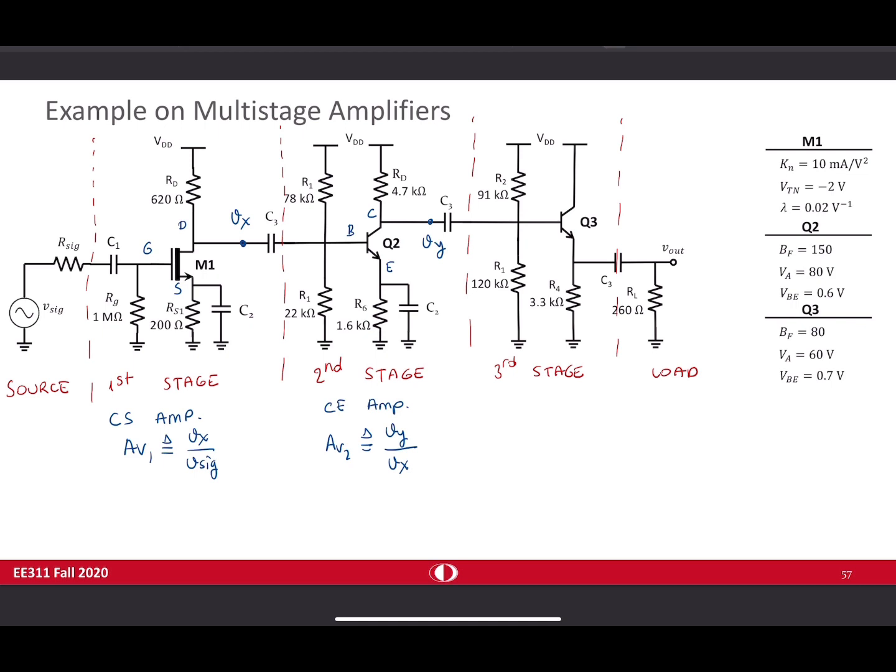The third stage, again a bipolar transistor, collector, base, emitter. Collector is AC grounded, so this is common collector amplifier. AV3 is defined as Vout divided by Vy, and since it is common collector amplifier, you expect a gain which is less than 1, but for a good design you expect it to be as close as possible to 1.